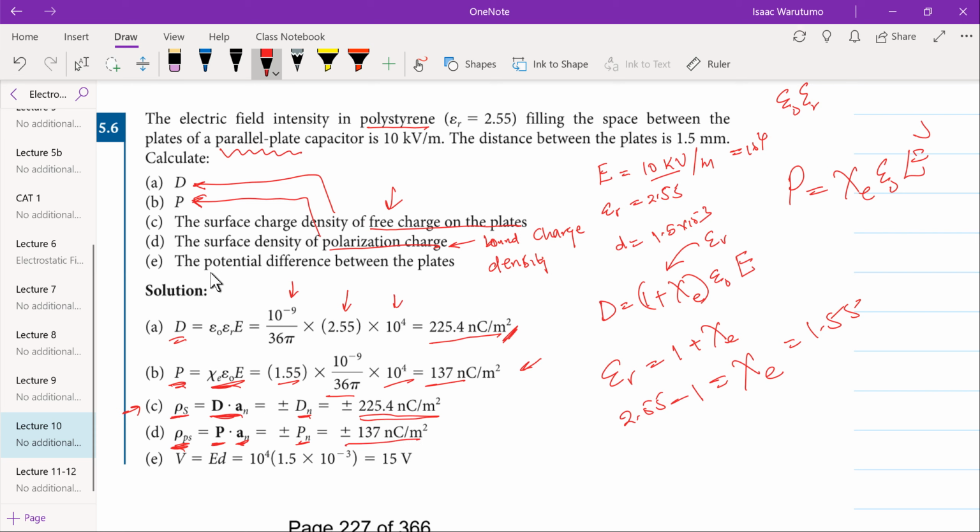And the last question is asking us to find the potential difference between the plates. And we know this to be given by E d, that is electric field strength times the distance between the plates. And therefore, we just multiply our 10 to power 4 multiplied by the distance, which we defined earlier as 1.5 times 10 to the power minus 3. And for that reason, we get our potential between the plates to be 15 volts. And that serves to illustrate the example of 5.6.